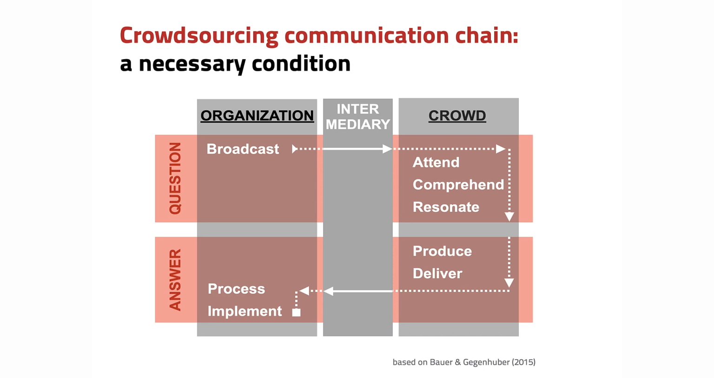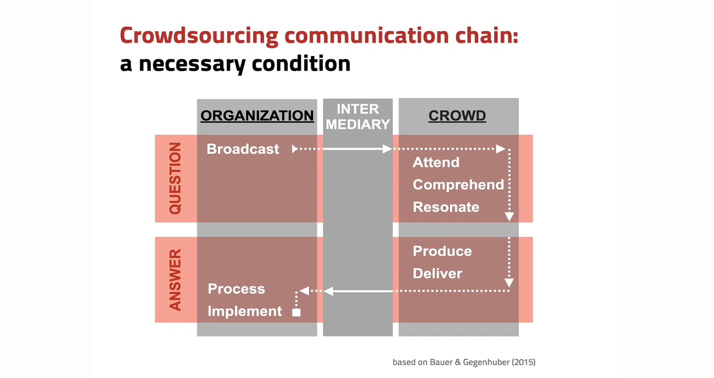Other cat fans attend to it. They try to comprehend it and resonate with it. They produce a solution, say, my cat had a similar thing, I think you should do this and this. And then they deliver it and post it online. And then you have the problem that you might have 3 or 4 different solutions. You need to process them. You implement the solution and hopefully your cat is well again. The same applies for travel tips that you ask for in social media. So crowdsourcing processes are happening more often than you think.